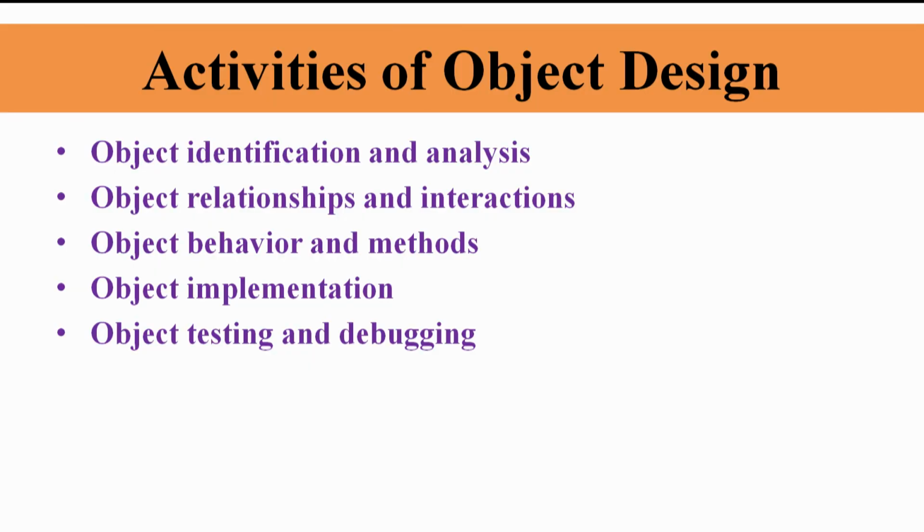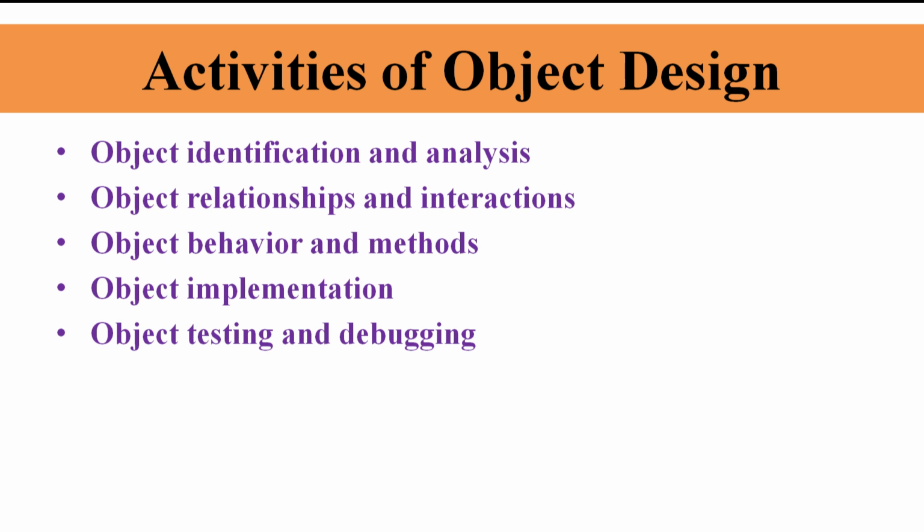Now, if we go for the activities of object design, then object identification and analysis is the very first activity that we have to do. Then we have to establish relationships and interaction among the objects, how the objects communicate with each other, what kind of messages objects pass to each other. Then next comes behavior and methods identification, and the algorithm which will be used for the implementation of those behaviors and methods, and object testing and debugging.